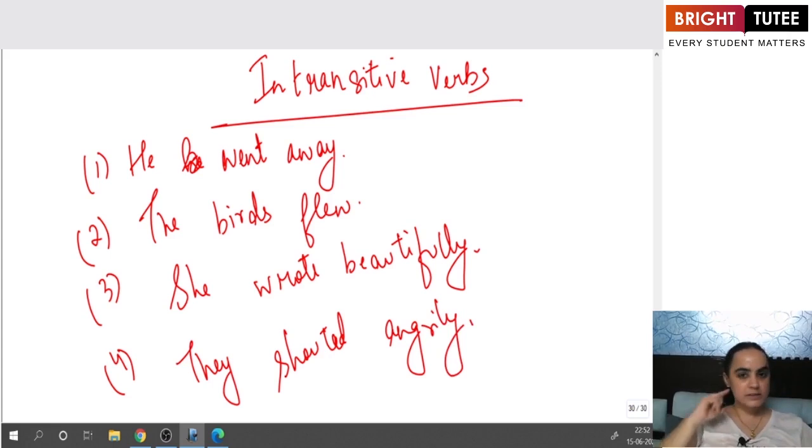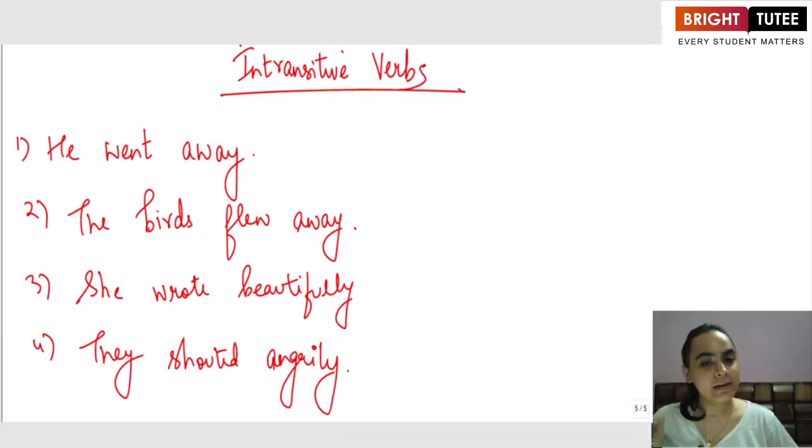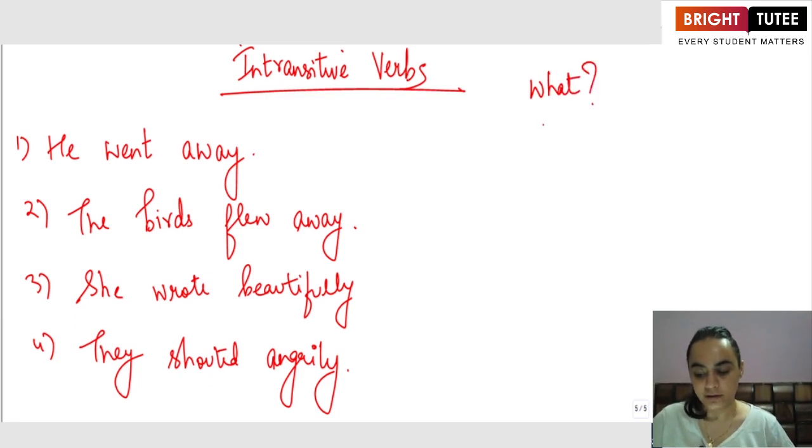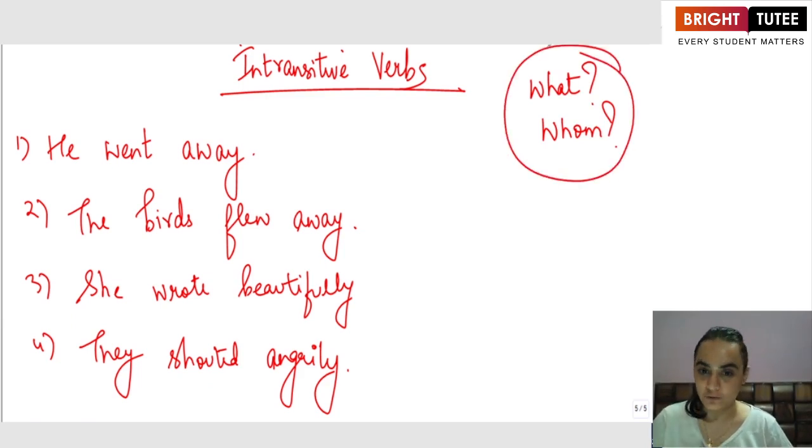So you have four sentences on your screen. Let us first underline the verbs in these sentences. So these are the verbs, these are the action words. Now let us study these sentences. He went away. Now we know that in order to identify the object of the sentence, we ask two questions. What and whom? Try asking these two questions with the verbs written in the four sentences. He went what or he went whom?